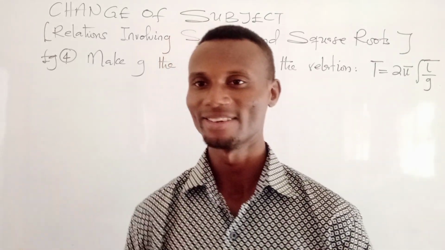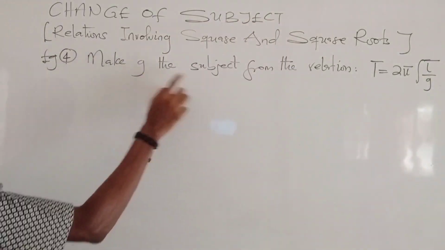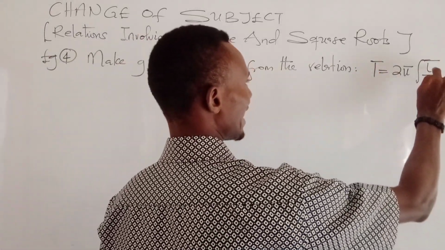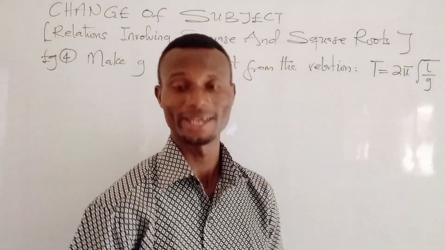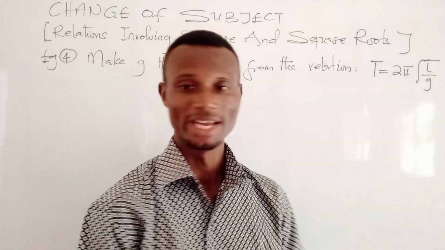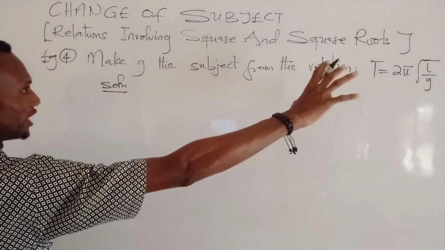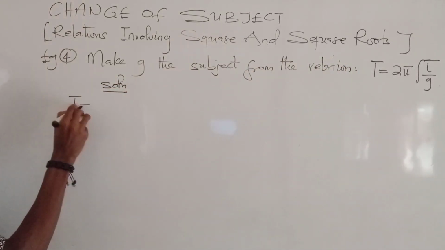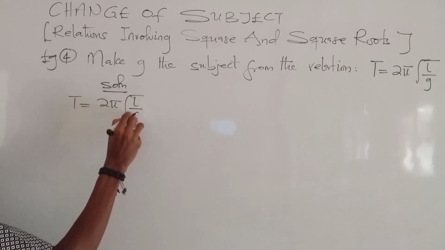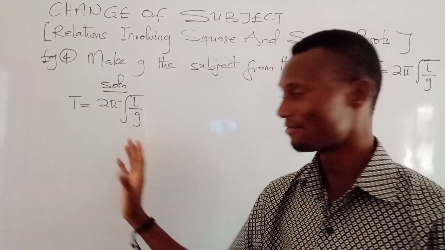Let's go ahead and handle example 4 that I have on the board. Example 4 says: make G the subject from the relation T equals 2 pi root L over G. So we are to make G the subject from the given equation or relation. Let me write down my solution and let's do it together. The equation given is T equals 2 pi square root of L over G.